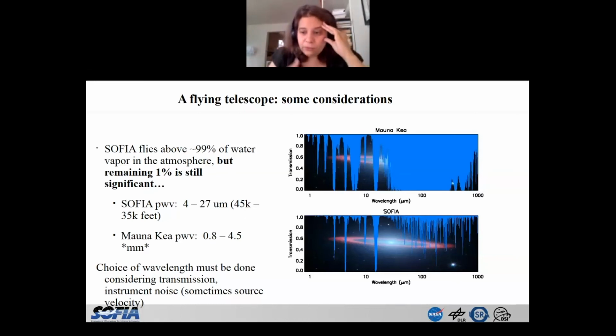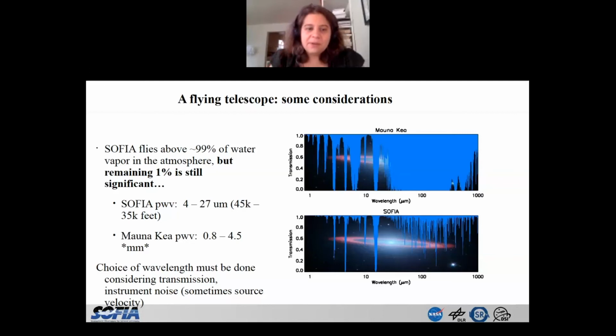So now I want to go through a few considerations related to the telescope, the optics, the instruments that are important to keep in mind when you're writing your proposal. Well, first of all, SOFIA, yes, it's great. It's flying high, but it's not a satellite. So there's still a bit of atmosphere up there, and it matters.